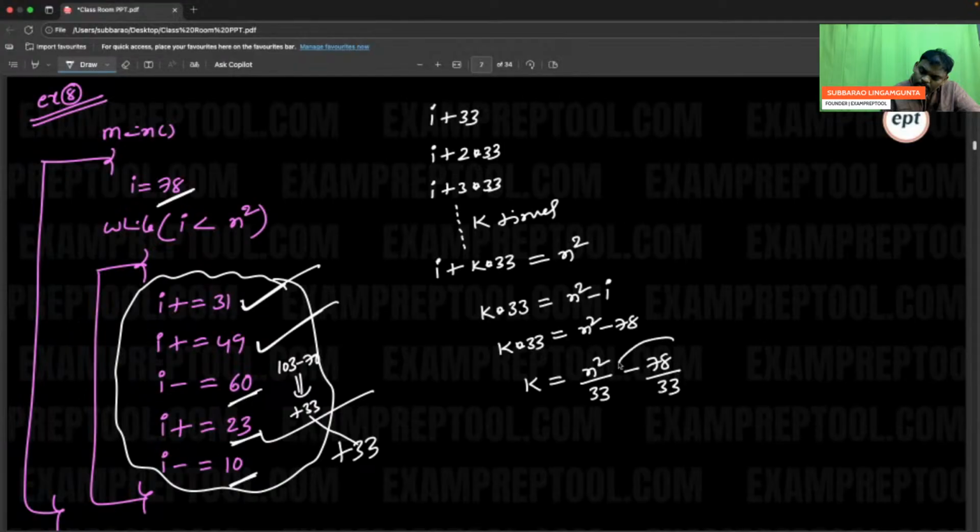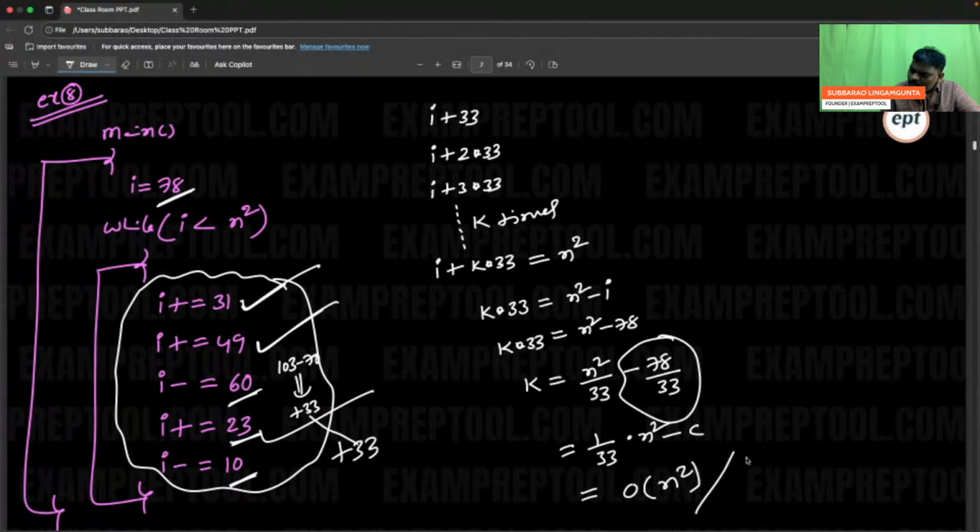Anyhow, it is a constant. So this is 1 by 33 into n square. If you want, write some constant. So it goes to big O of n square. All constants you can ignore. So the time complexity of this problem is big O of n square.